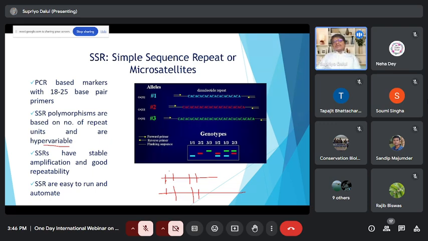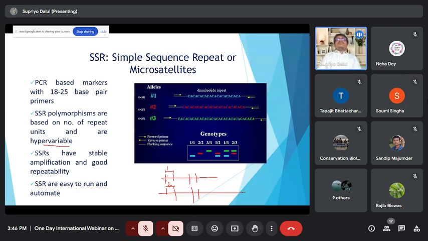So if there is some variation in this particular gene 1, and I use this particular microsatellite marker for these two individuals, individual 1 and 2, this particular SSR or STR marker can capture this hyper variable region and can tell me about the difference in the genetic variation between these two individuals.